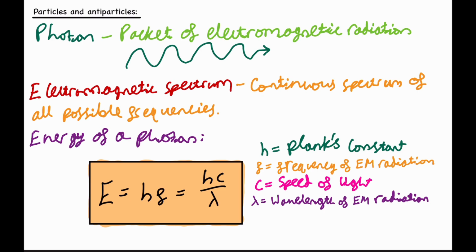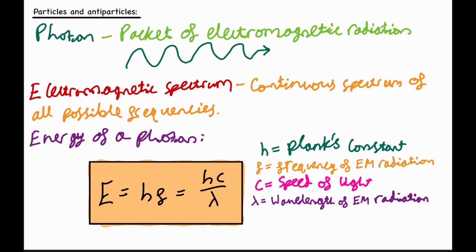And the electromagnetic spectrum is a continuous spectrum of all possible frequencies of light, basically. So you can have higher frequencies, lower frequencies, and that's the spectrum. From higher to lower, you can get any frequency that you like. It's a continuous spectrum, as you can see. And we can calculate the energy of a photon by using Planck's constant times the frequency, or Planck's constant times the speed of light over the wavelength of the photon, so the wavelength as well.